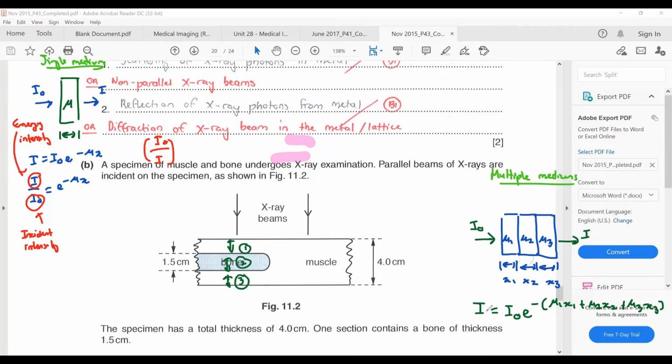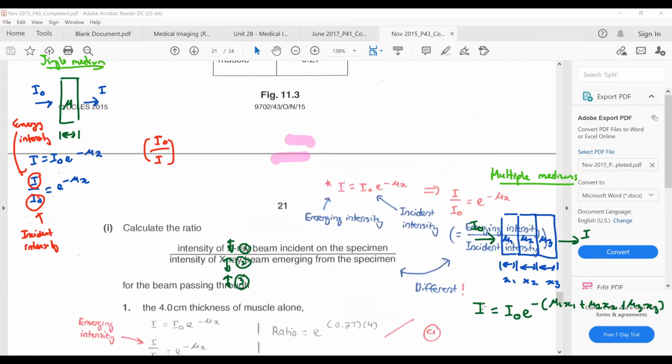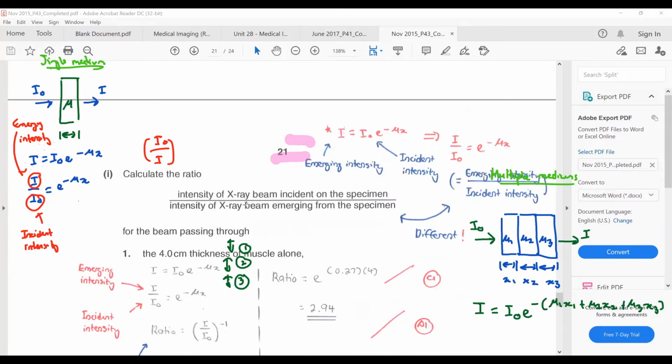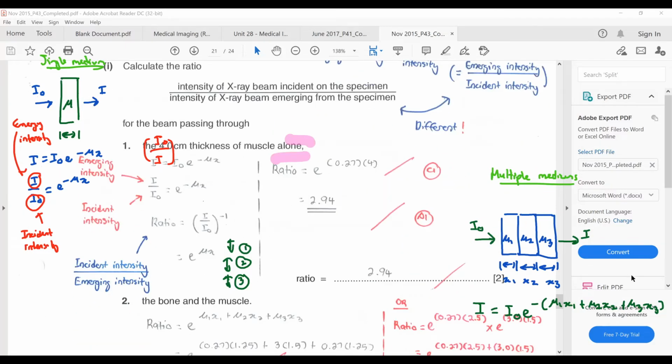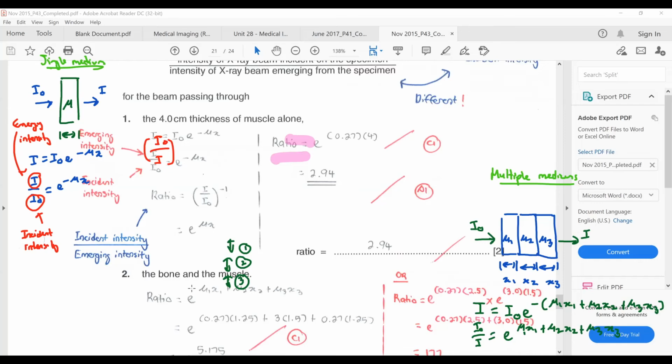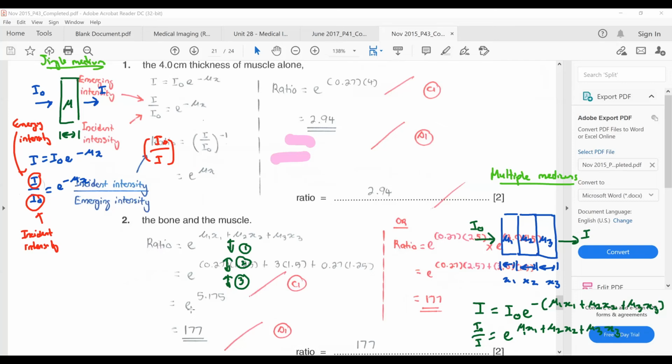So you could say you want to apply this, but again, as the question mentioned to you, you do not want the ratio of I to I naught. You want the ratio of I naught to I. So if you just rearrange this, eventually you get this answer. I naught over I is exponential of mu1 x1 plus mu2 x2 plus mu3 x3. The only difference now is that the negative is no longer there. So again, you just add them up together, and then you get your answer as 177.